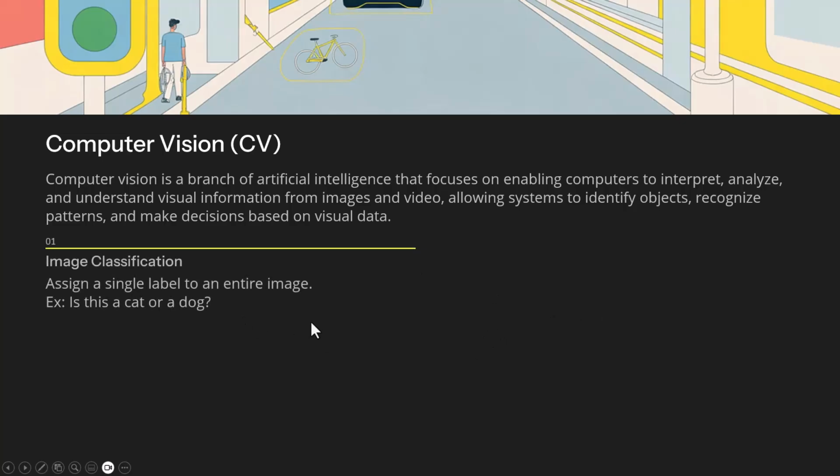And so I just have a couple of different areas here. We have image classification. I already mentioned that ImageNet competition, which is a very big competition where they were trying to predict what was in an image from 1,000+ different possible items using AI systems. So think, assign a single label to an entire image. Is this a cat or a dog, or which of these 1,000+ options is this image? That would be an example of image classification.